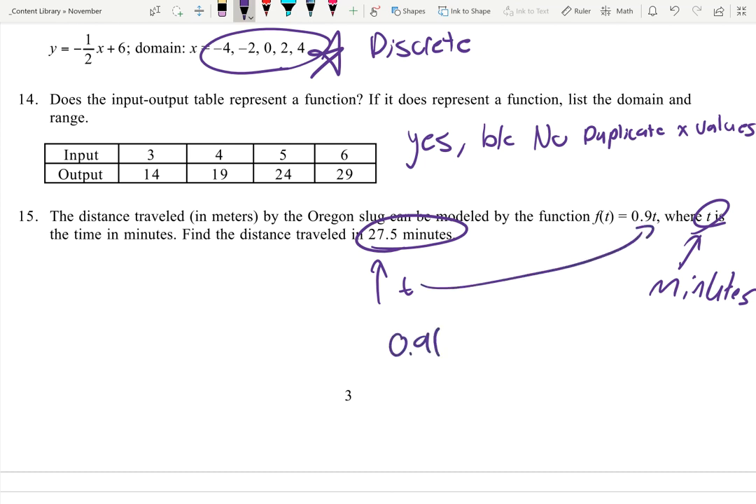So 0.9 times 27.5. I don't have the calculator on me. I forget what the answer is. Let me check it real quick. 0.9 times 27.5 is 24.75. Let me double check that. 0.9 times 27.5 equals 24.75. Yep, 24.75 as an answer.